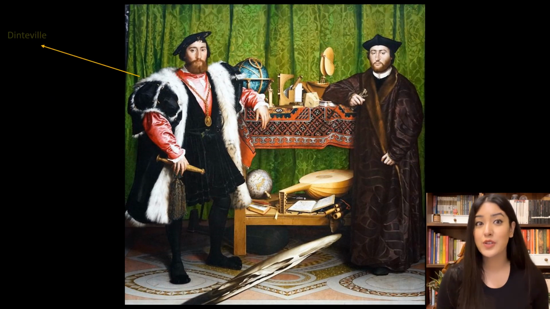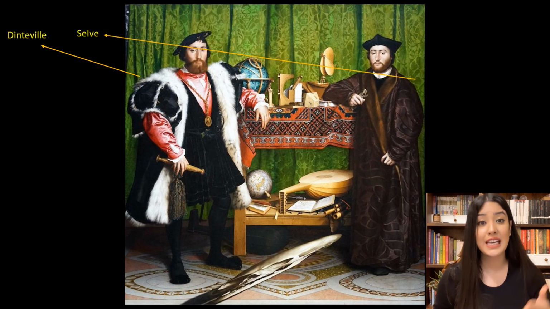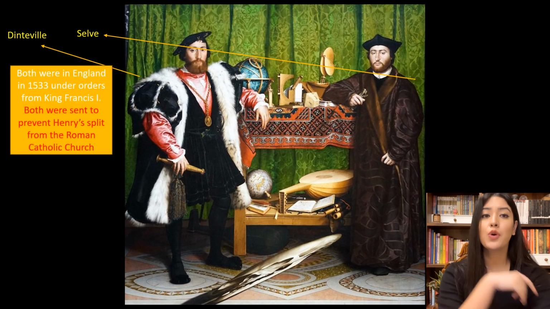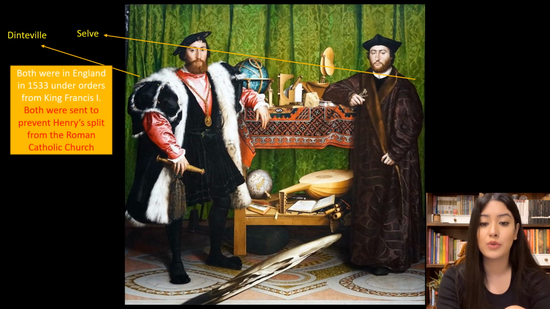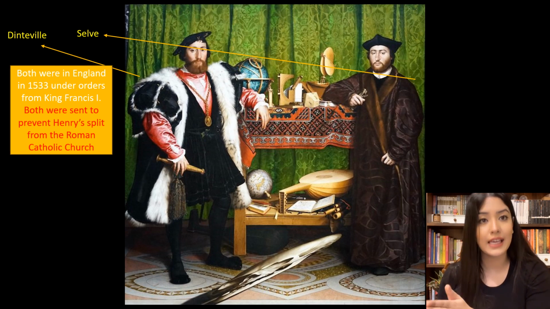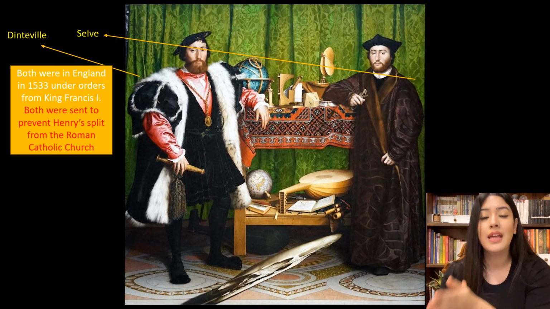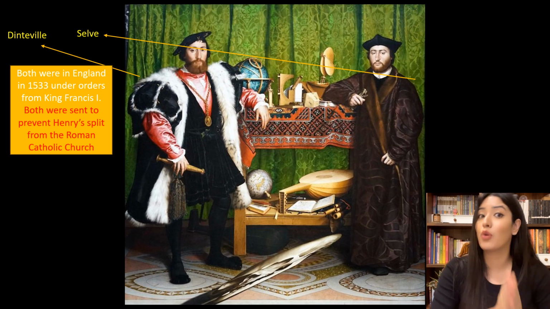Now let us look at the two men who are there in the picture, Dinteville and Selve, and what do they represent, what is the symbolism? Both of them were sent to England in 1533 under orders from the French king Francis I, and both were sent to prevent Henry's split from the Roman Catholic Church. So why were they in England? Why were they sent there? Because they had to prevent Henry VIII, who was the king of England at the time, from splitting from the Roman Catholic Church.